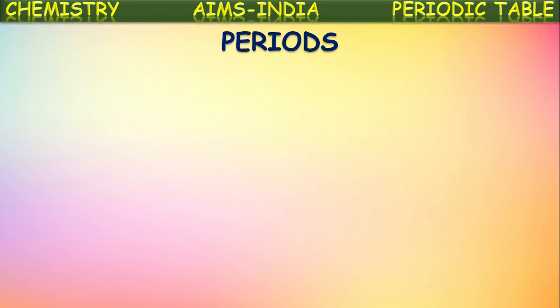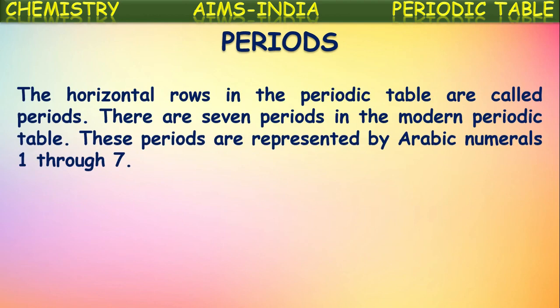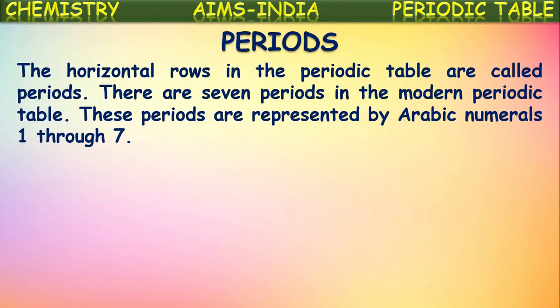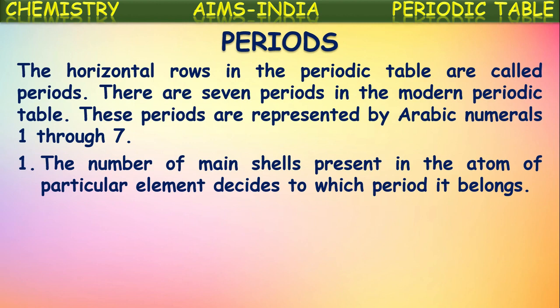Next, let us talk about the periods in the modern periodic table. The horizontal rows in the modern periodic table are called periods. There are 7 periods in the modern periodic table. These periods are represented by Arabic numerals 1 to 7. The number of main shells present in the atom of a particular element decides which period it belongs to.